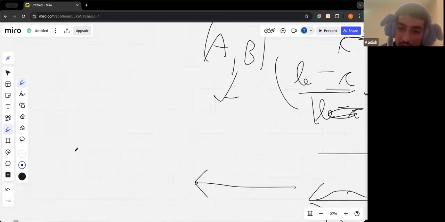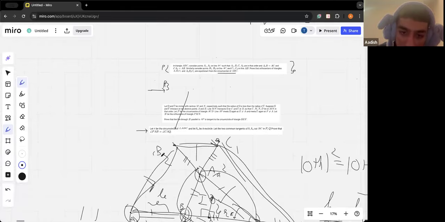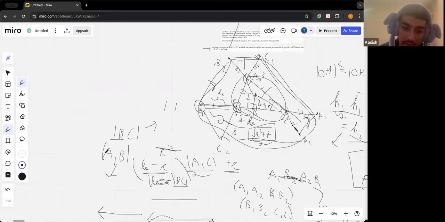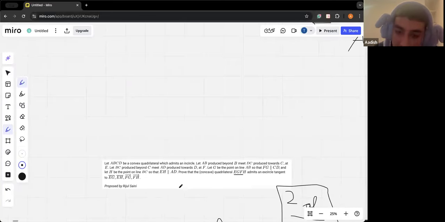Proposed by, oh, by the way, I didn't tell sources, did I? What problems? So this one is this year's TST P2, and this one is some practice TST. I don't remember which one. Does anyone know which practice TST this is? Yeah, it's a P3. This was a practice TST P3, guys.